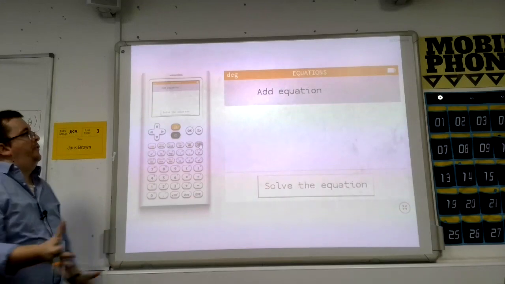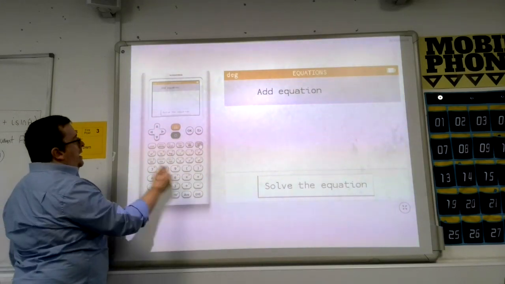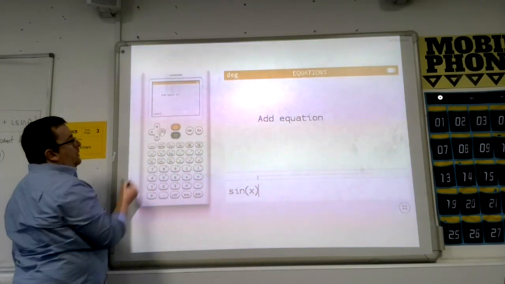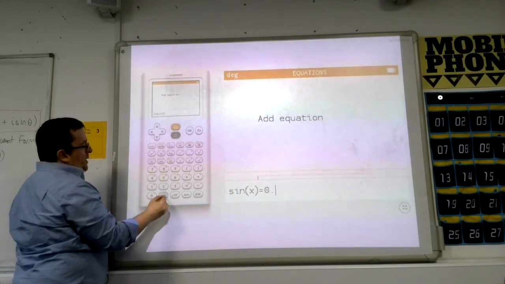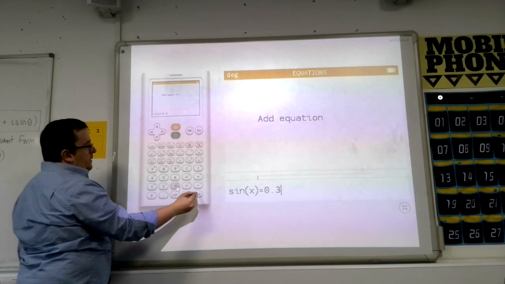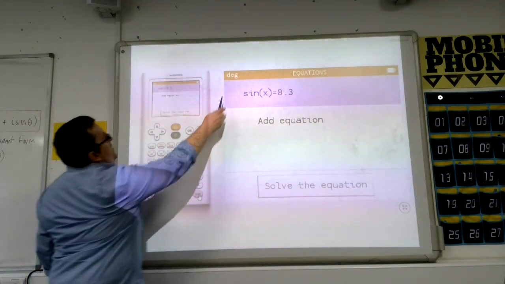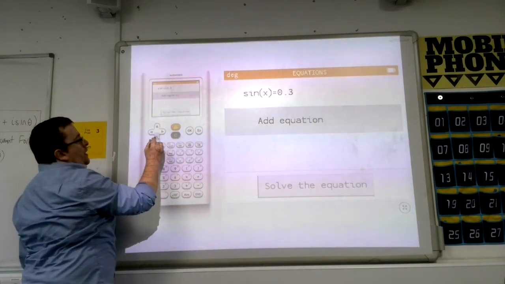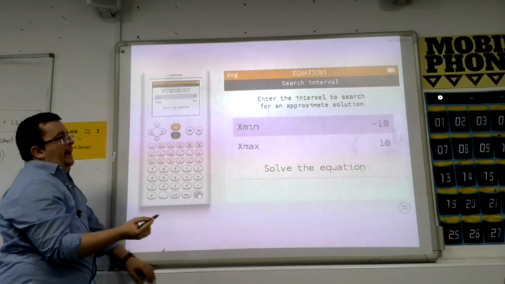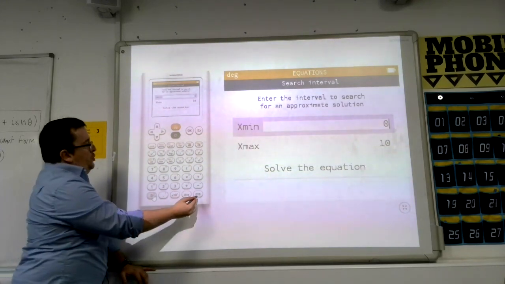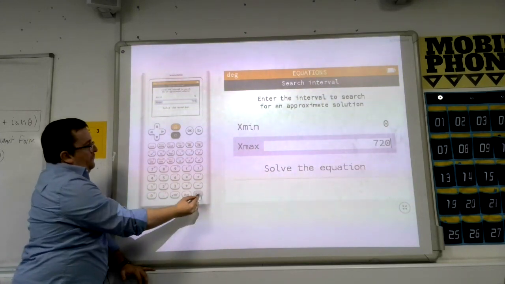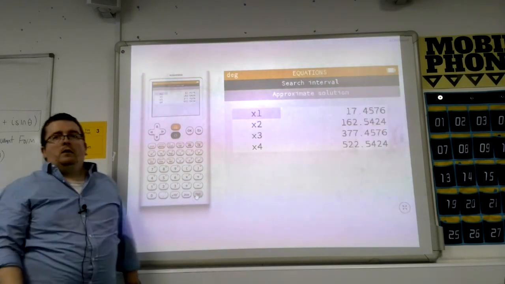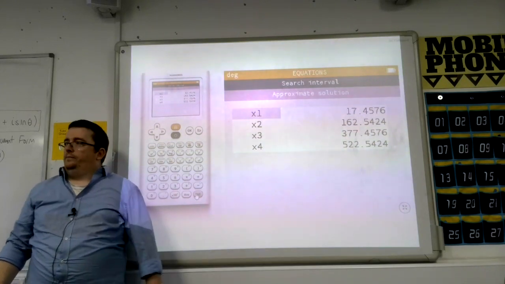So let's say I wanted to solve sine of x is equal to, let's say, 0.3. Now I'm in degrees. So I'm going to go down to solve the equation, and I'm going to tell it to find all of the solutions between 0 and 720 degrees. There they all are.